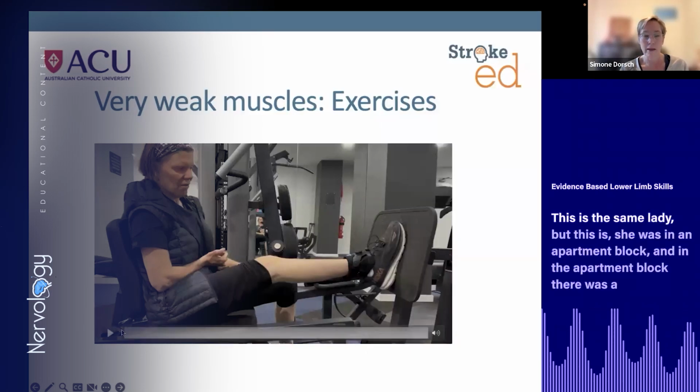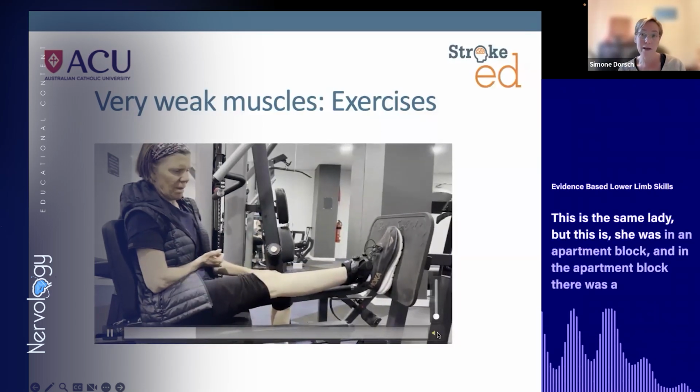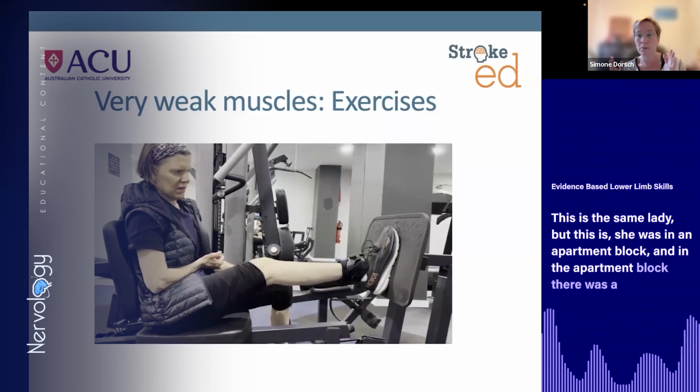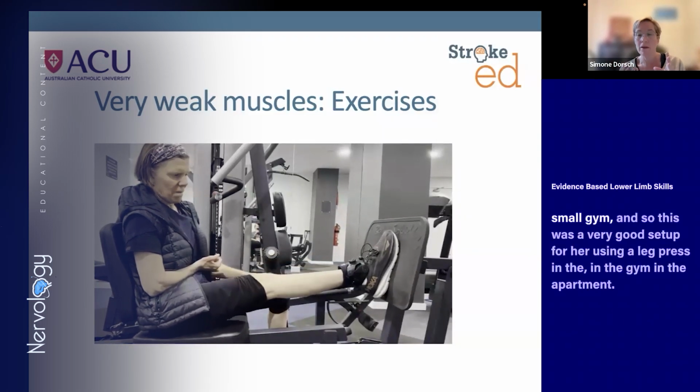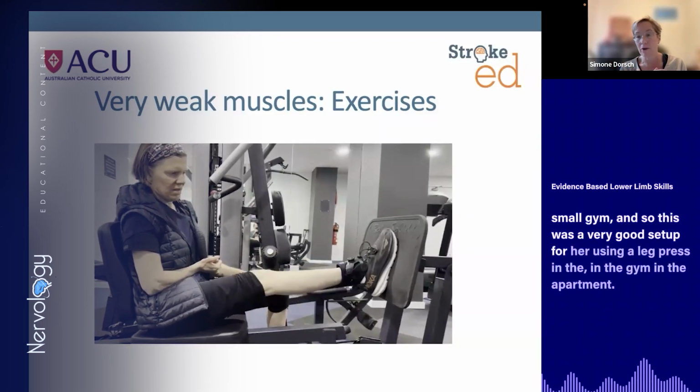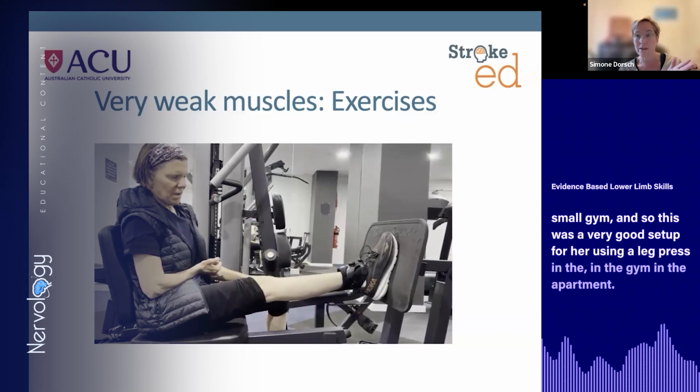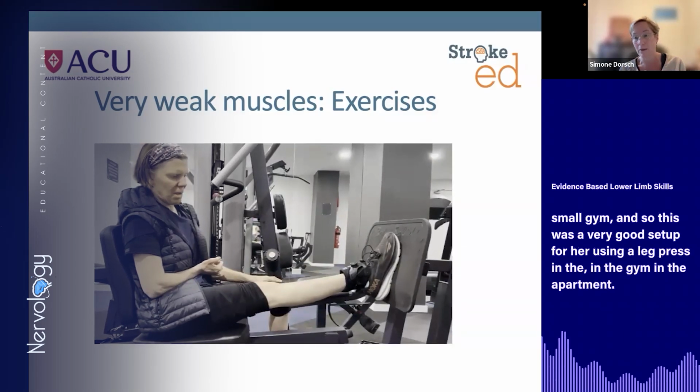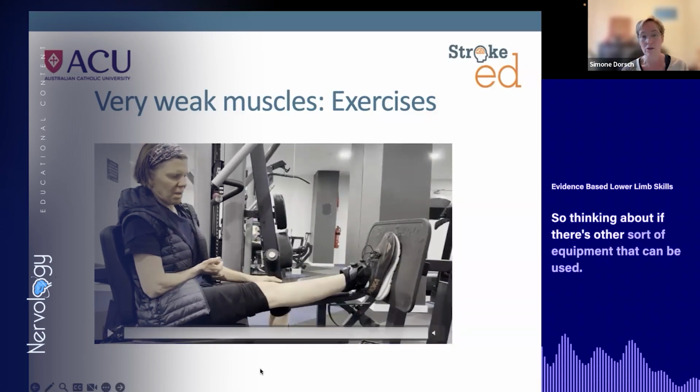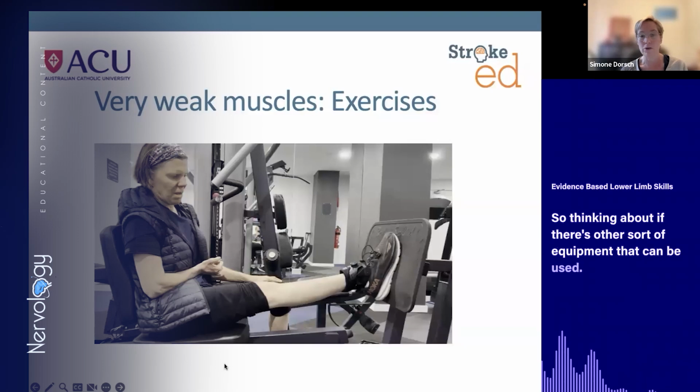This is the same lady, but she is in an apartment block. And in the apartment block, there is a small gym. So this was a very good setup for her using a leg press in the gym in the apartment. So thinking about if there's other sort of equipment that can be used.